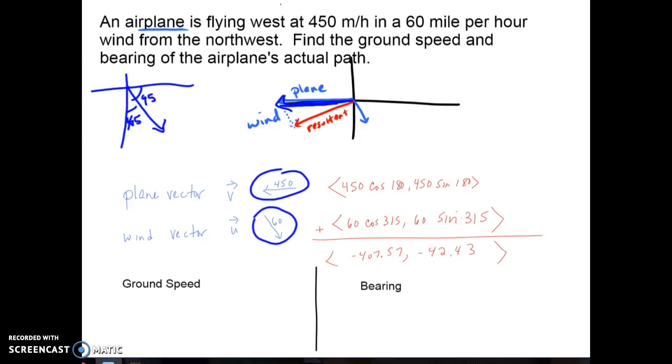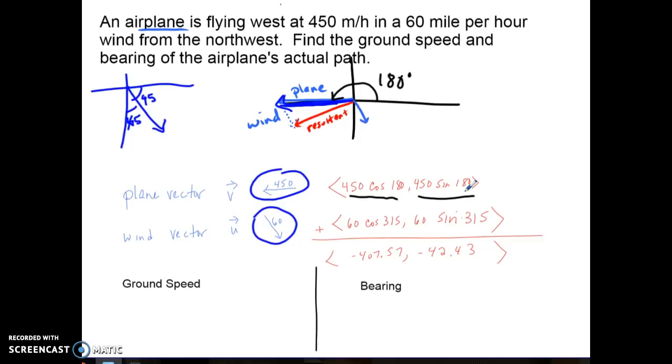The plane's directional angle, we're just going straight west, so this is 180 degrees. And that's important to go 180 degrees because that'll bring us in the right quadrant. So it's 450 times cosine of 180 and 450 times the sine of 180, and that represents the plane.